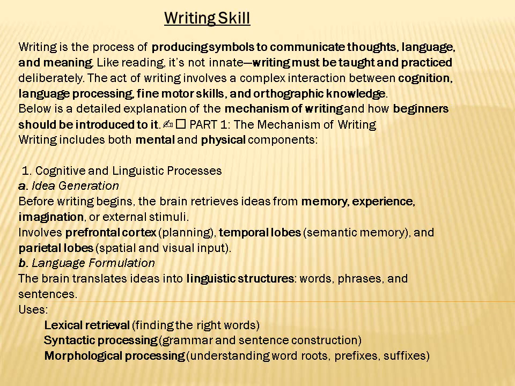Part 1, the mechanism of writing. Writing includes both mental and physical components. A. Cognitive and linguistic processes. 1. Idea generation. Before writing begins, the brain retrieves ideas from memory, experience, imagination, or external stimuli. This involves the prefrontal cortex for planning, temporal lobes for semantic memory, and parietal lobes for spatial and visual input.